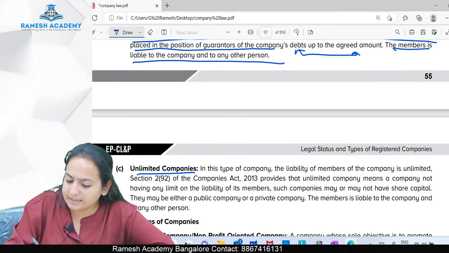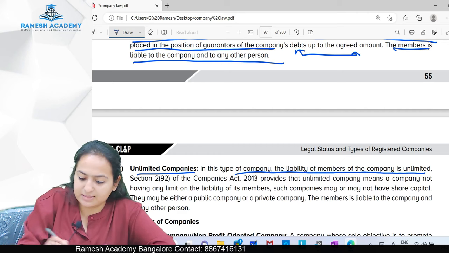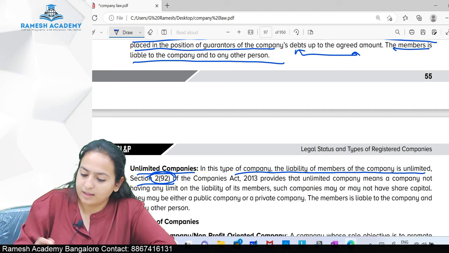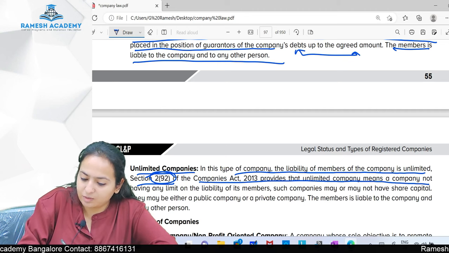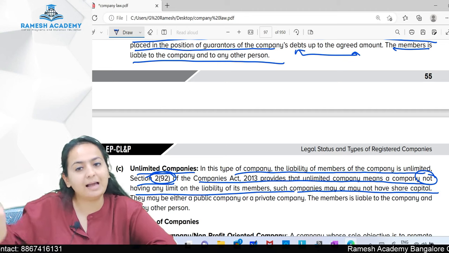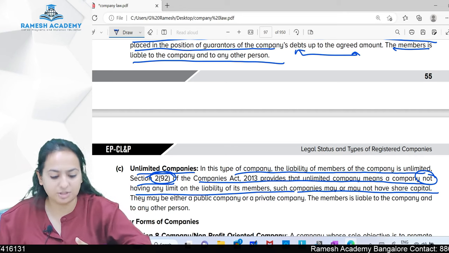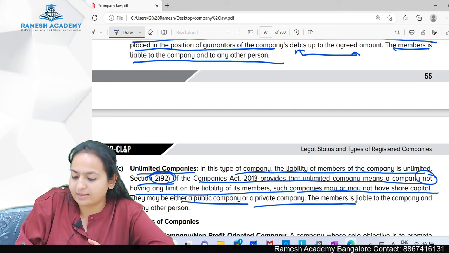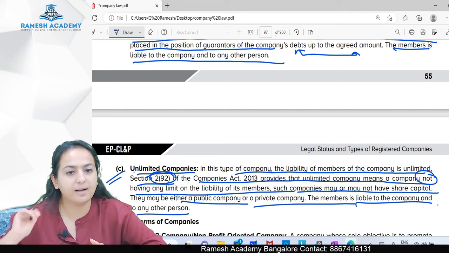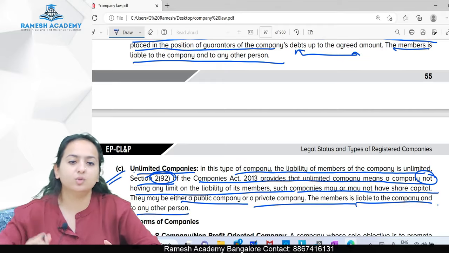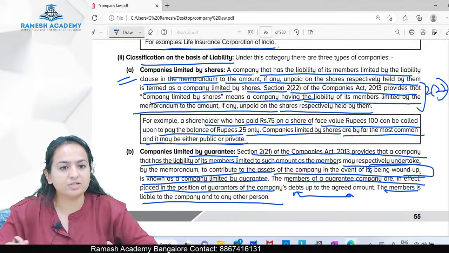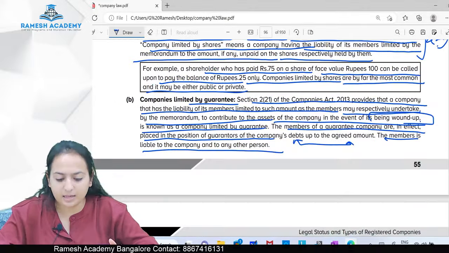Unlimited company. In this type of company, the liability of the members of the company is unlimited. Write down section 2 subsection 92 of the Companies Act: unlimited company means a company not having a limit on the liability of its members. Such a company may or may not have share capital. They can have share capital, they cannot have share capital. They may be either public or private. The members are liable to the company and to any other person. Both: they can be liable to the company also, and to any other person also. So, classification on the basis of incorporation and on the basis of liability.